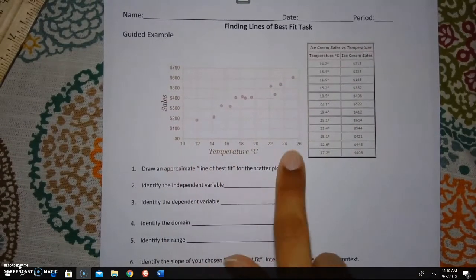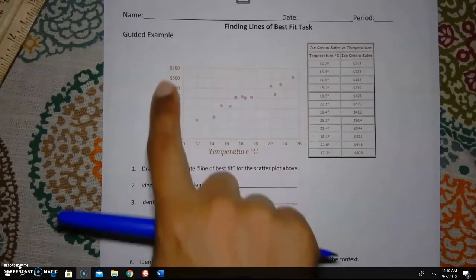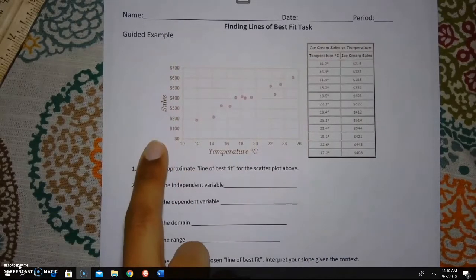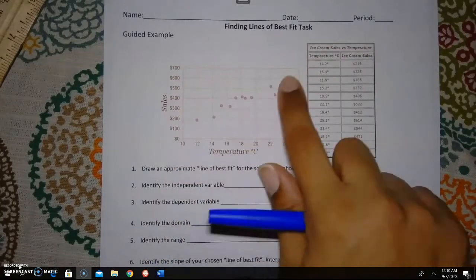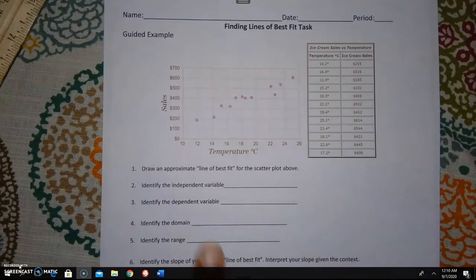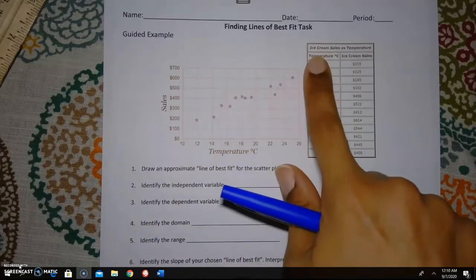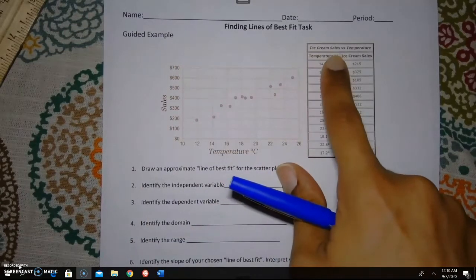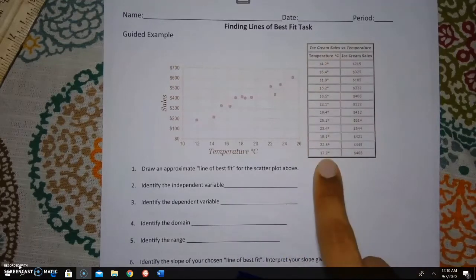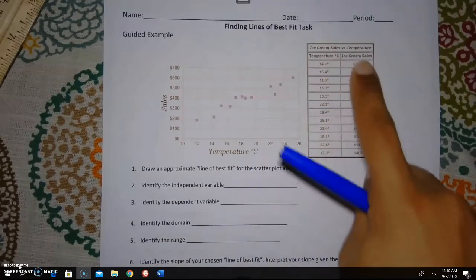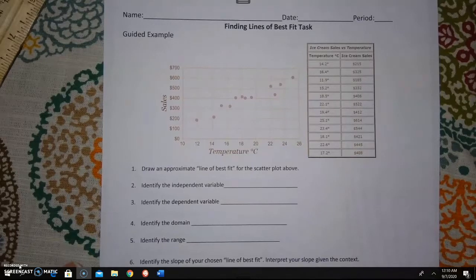If you look here on the x-axis, we see that we have temperature, and on the y-axis we have sales. And we can see that as the temperature goes up, it appears the sales is also going up. So let's look at what they're selling. Okay, so we can see here that this is for ice cream sales in comparison to temperature. And we're seeing a similar thing in the table here, right? As the temperature increases, so does the sales.